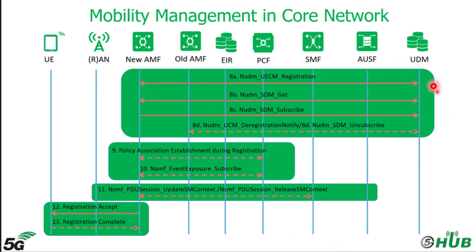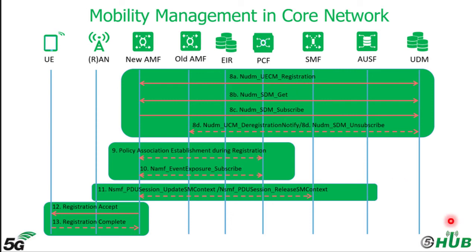So these are the three types of messages between the new AMF and the UDM. They start with Nudm, and you can also see here registration, get, and subscribe.